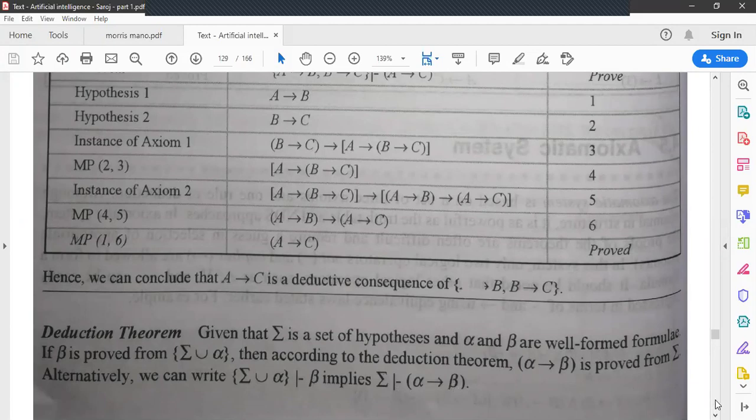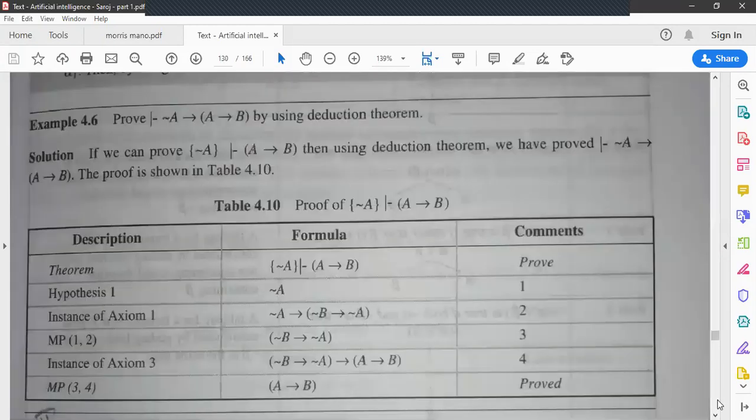So from this theorem, you can write this formula like not A deduce A implies B. You can write this one in this form, wherein you just put the symbol for deduction before the formula. So that is our theorem. The theorem is that not A deduce A implies B. We have to prove this.